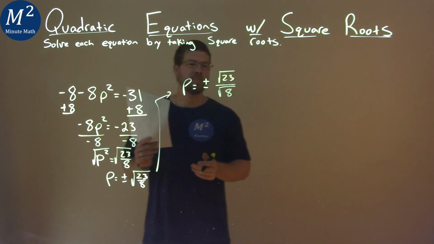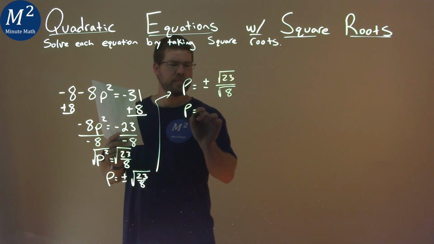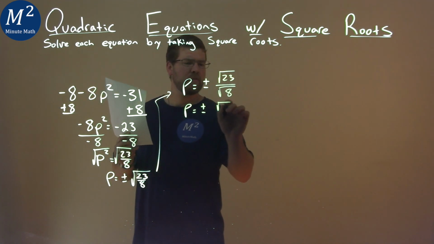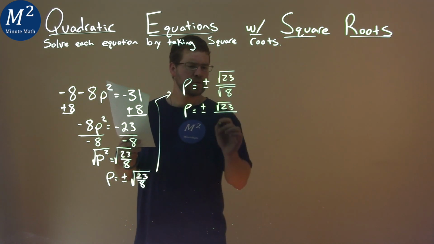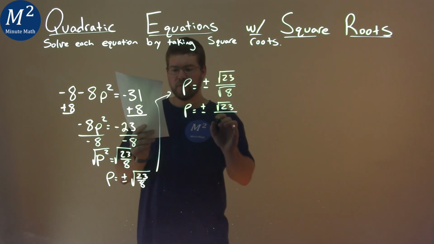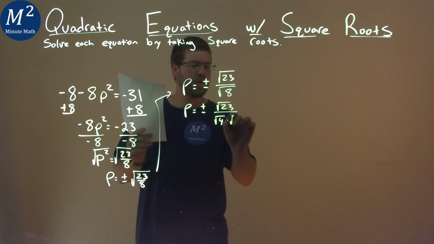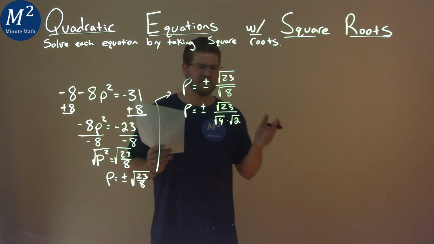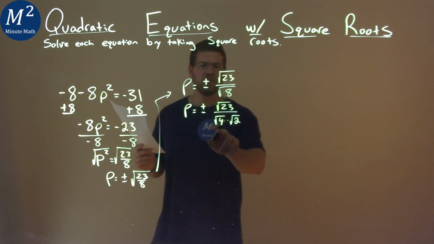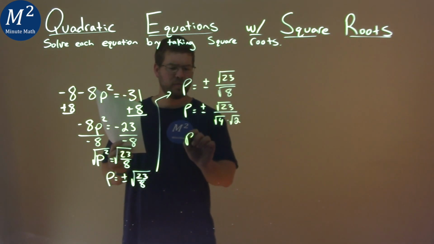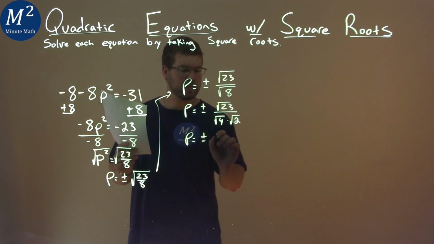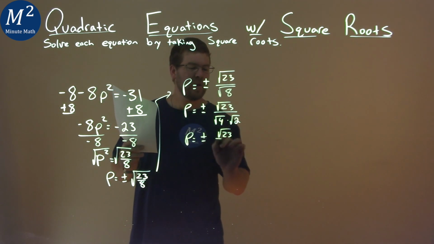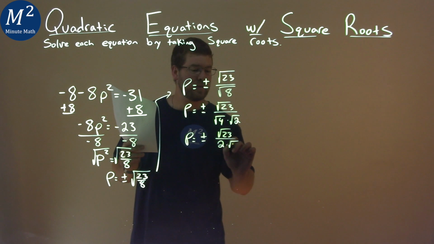Square root of 8 actually simplifies a little bit. Plus or minus square root of 23 over square root of 8, as well: the square root of 4 times the square root of 2. Okay? And then the square root of 23 doesn't simplify anymore. Square root of 4 is just 2. So p equals plus or minus square root of 23 over 2 times square root of 2.